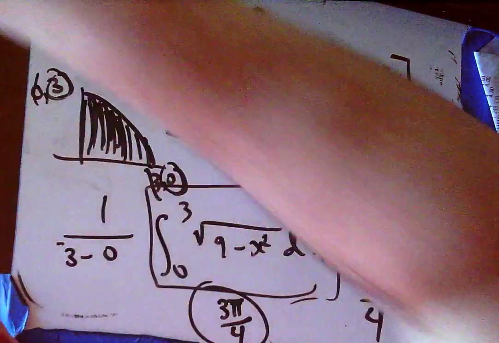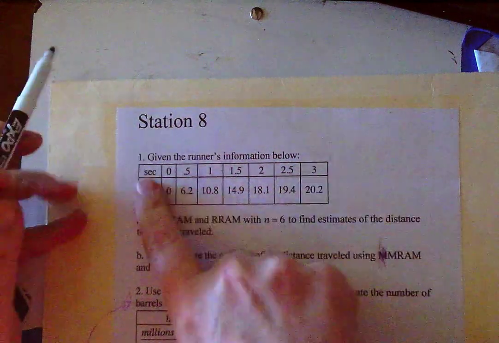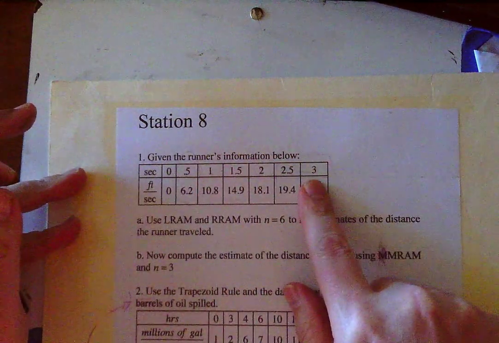Let's take a look at station 8. Oh, look, LRAM and RRAM from a table. And what I notice here is that this table, the subinterval width is consistent.